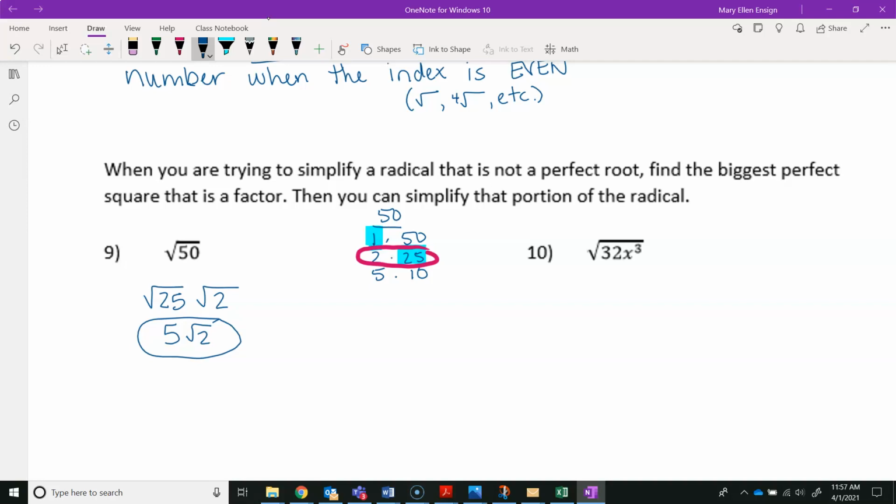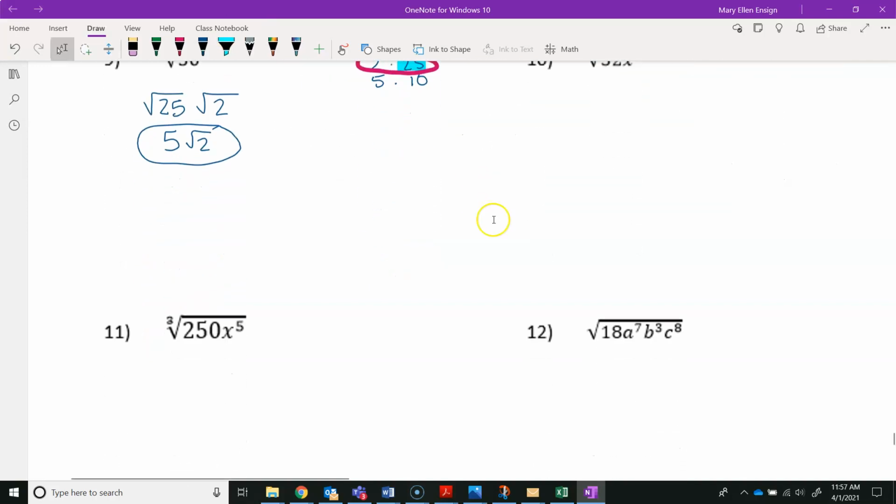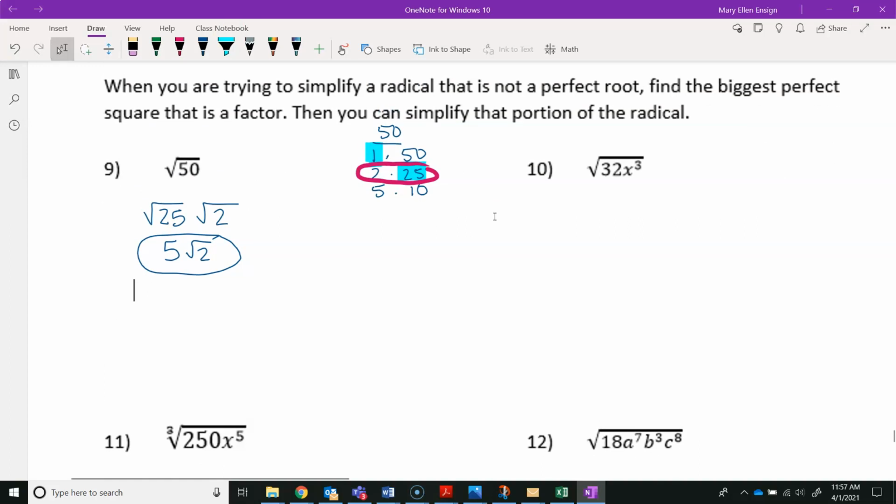Okay, let's look at number 10. So now I have the square root of 32x to the third. So again, I'm going to split this up. So I'm just looking at one part at a time. Okay, so 32. Now the more you know your multiplication, the easier, but you can always just recreate the list of factors like we have been doing. So 1 times 32, 2 times 16, 3 does not go into 32 evenly, 4 times 8. If I check 5, 6, or 7, they do not.